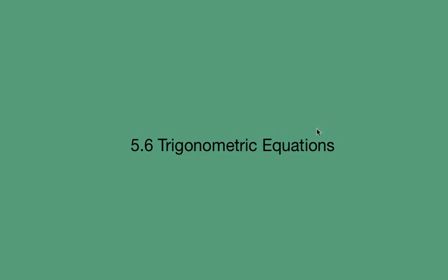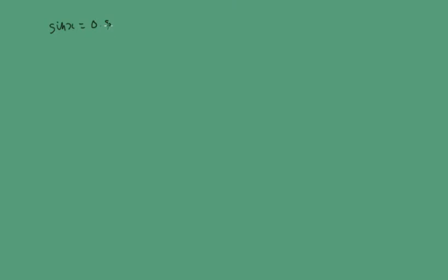Okay, today we're going to consider trigonometric equations. So first, let's continue from where we left off last time and think about sine x equals 0.5. But now let's think about it for minus 360 degrees less than or equal to x less than or equal to 360 degrees. So we've extended the range.